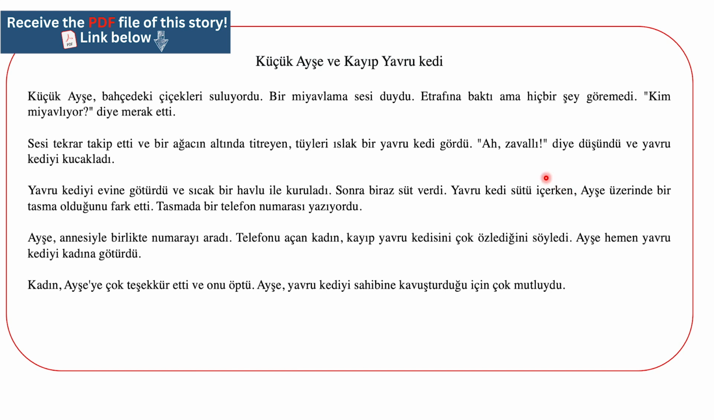İçerken, while or as the kitten was drinking the milk, Ayşe üzerinde bir tasma olduğunu fark etti. Ayşe, we go to the verb, noticed that there was what? Tasma. Tasma means collar, the place where they write the name of the animal. Üzerinde, on it. Üzerinde means on it or above it. So, as the kitten drank the milk, Ayşe noticed a collar on it.